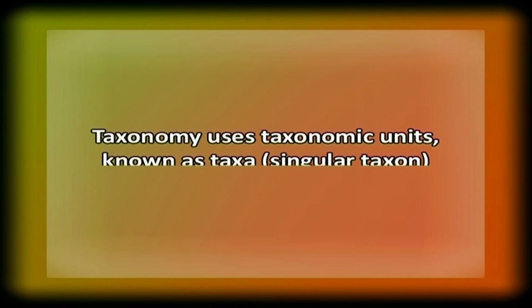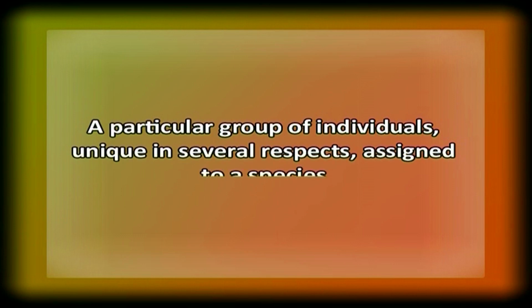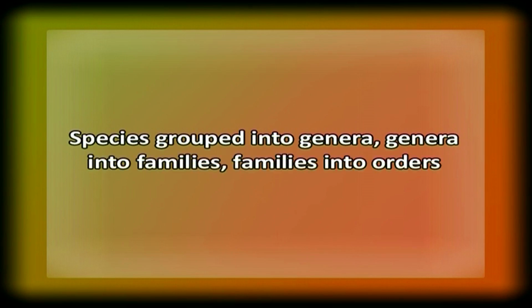Taxonomy uses taxonomic units known as taxa, singular taxon. Taxonomy is basically concerned with the classification of organisms. Before attempting to classify various organisms, it is necessary to identify and name them. A particular group of individuals, unique in several respects, is assigned to a species. These species are grouped into genera, genera into families, families into orders, and the process continues till all the species have been arranged, classified under a single largest, most inclusive group.